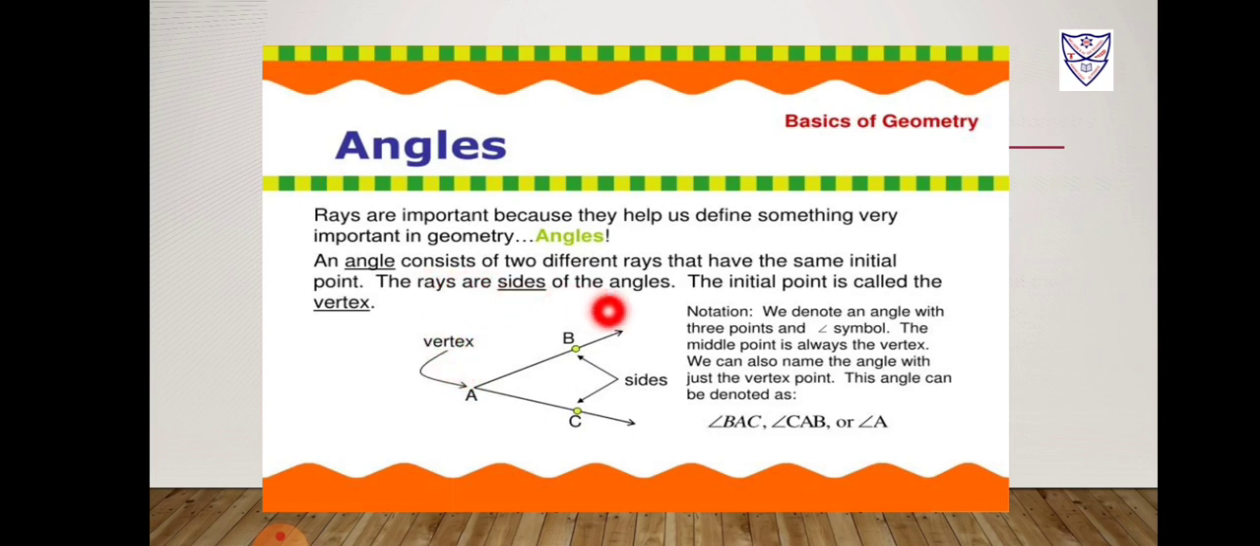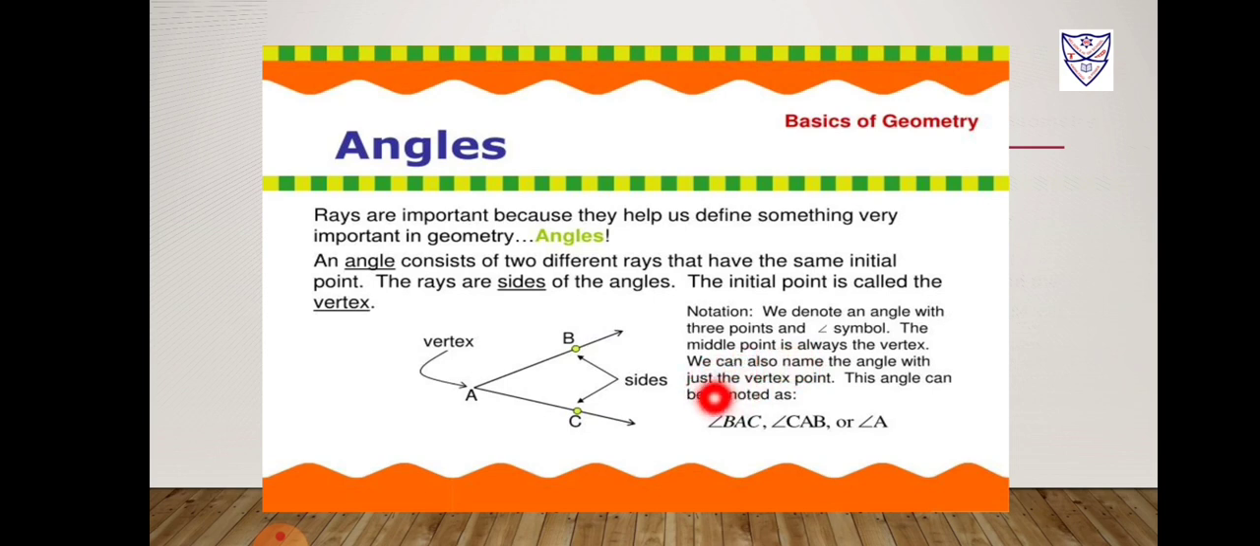The rays are the sides of the angle. So here students, you can see ray AB and ray AC are the sides of the angle. What is the initial point known as? It is known as the vertex. So this point A is known as the vertex. We denote an angle with 3 points and the angle symbol. So this is the angle symbol. The middle point is always the vertex.